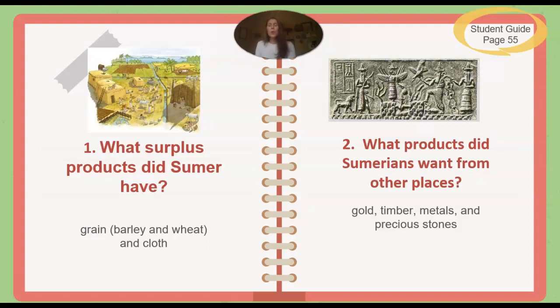So question number 1, what surplus products did Sumer have? They had grain, mostly barley and wheat, and then they had cloth. Question number 2, what products did Sumerians want from other places? They wanted gold, timber, metals, and precious stones. All of those that they did not have. So that's where they kind of developed the barter system.